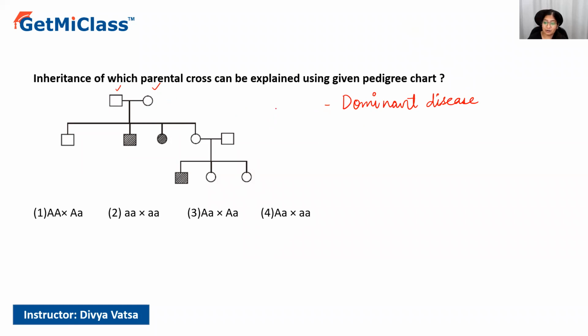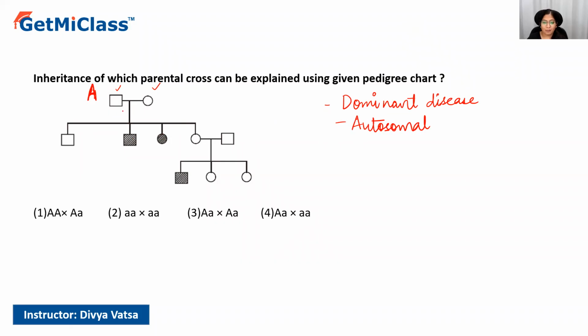Since it is a dominant disease, and since we can see that from the father, it is passing to both the sons and the daughter, this is not showing any crisscross inheritance. So it is basically an autosomal disease. So here we got to know that it is dominant and it is autosomal.